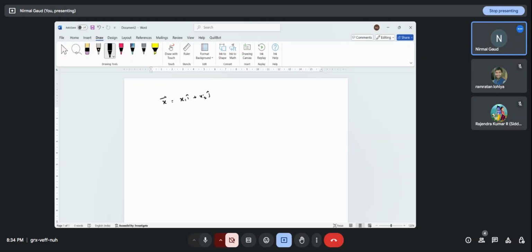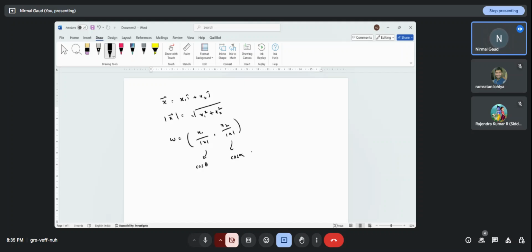I found the magnitude or length of this vector, which is written as the square root of x1 square plus x2 square. Then I also found the direction of the vector, which is represented by w, and I mentioned x1 upon x, x2 upon x, where this is cos theta, this is cos alpha.